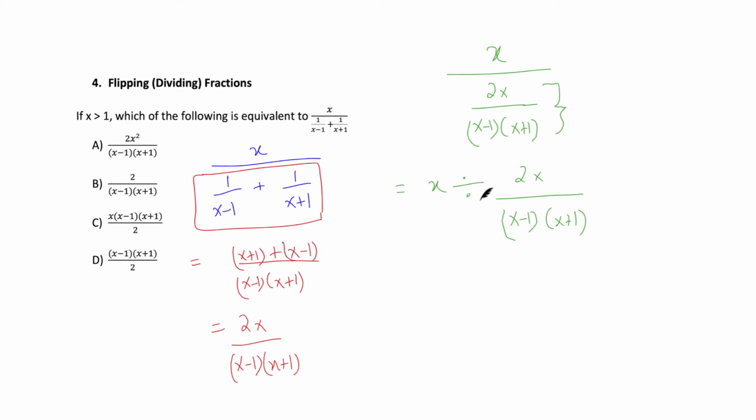So what happens when you convert this division into multiplication? We basically flip the fraction. That's what we do. So we are left with x into (x minus 1) into (x plus 1) divided by 2x. x cancels out and we are left with (x minus 1) into (x plus 1) over 2. That's our answer, which is option choice (x minus 1)(x plus 1) divided by 2. There you go. D is our answer.